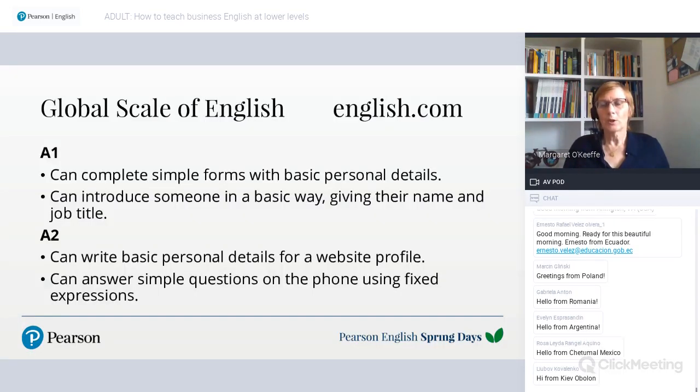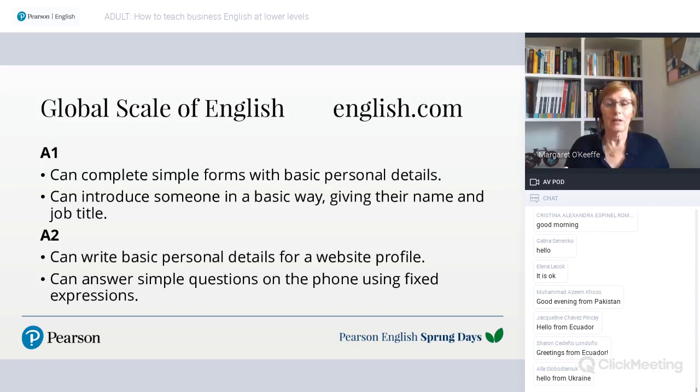The other thing I'd like to mention about the levels is that if you go to the Global Scale of English, you get a lot more detailed descriptors of what adult learners and professionals can do at these 2 levels. You can go to english.com and you'll see the section Global Scale of English, and there's a teacher's toolkit there that's all free that you can look in, and you can see the kind of descriptors that are there for what students can do at A1 and A2 level.